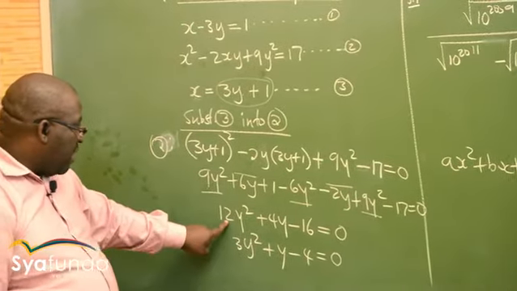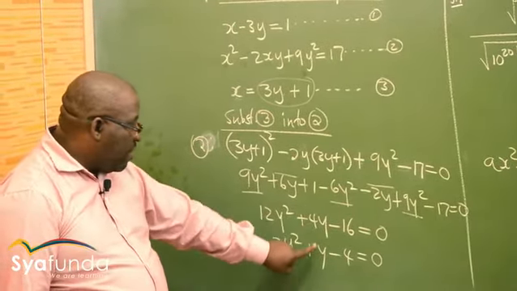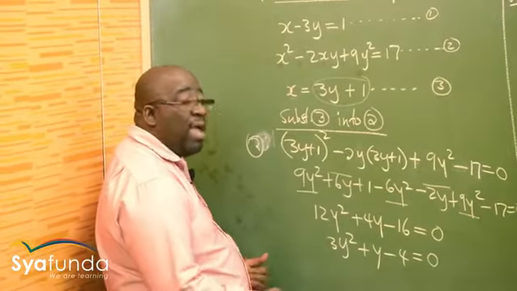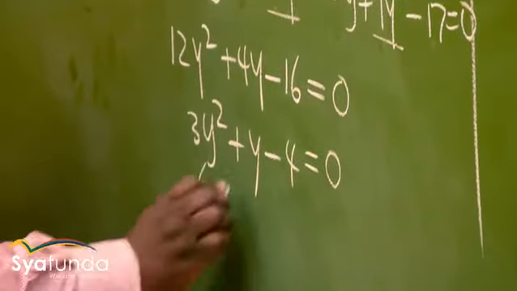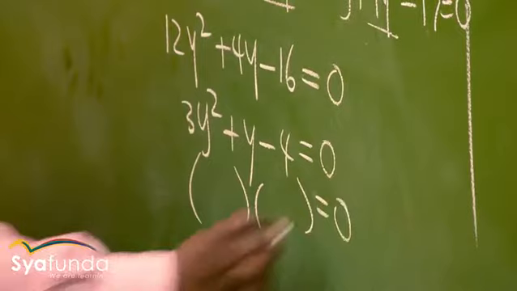So this divided by 4 gave us 3. This divided by 4 gave us 1. This divided by 4 gave us 4. This divided by 4 gave us 0. So that's why we have those. From here, we factorize. Open 2 sets of brackets equal to 0.